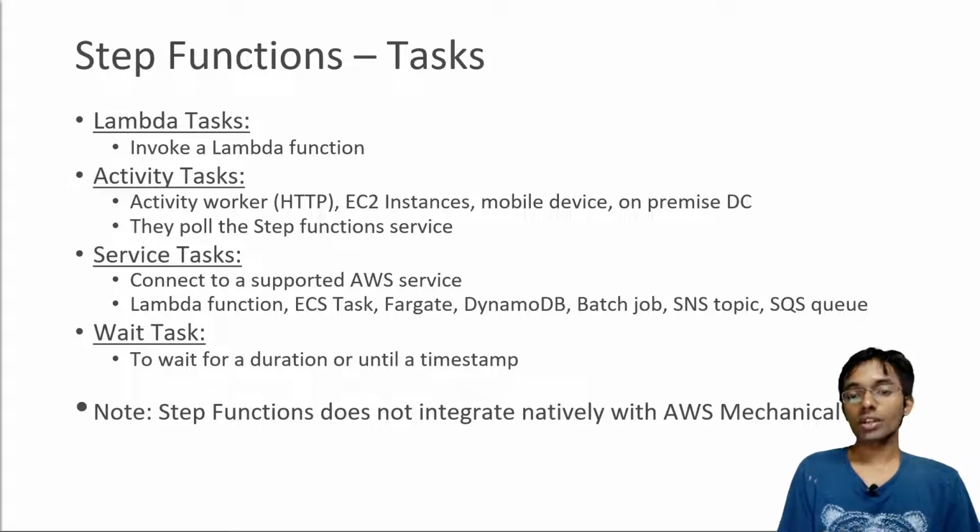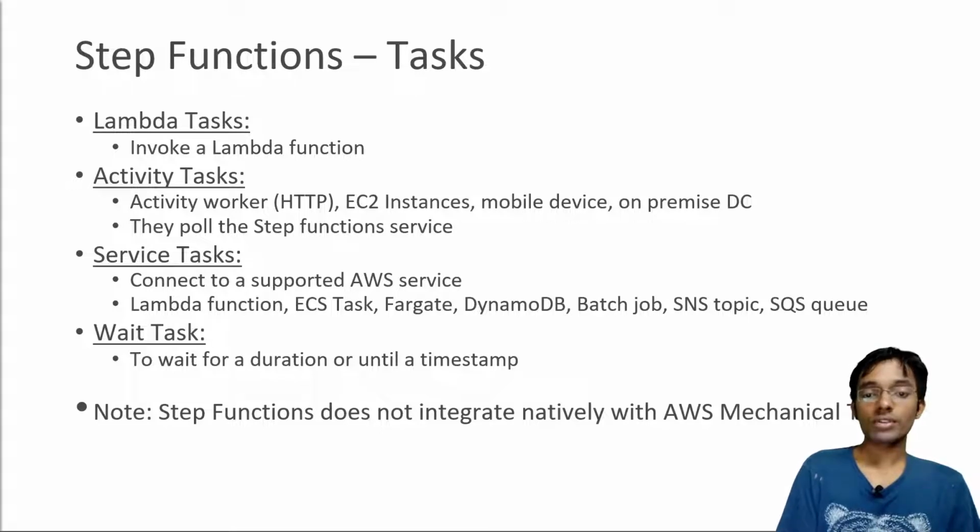Number one is do stuff with AWS Lambda. They are called the Lambda task, and they will just invoke a Lambda function. You have activity task, and the activity is something a bit more broad. You have to set up an HTTP activity worker, and it could be an EC2 instance, a mobile device, or even an on-premise data center, and they will poll the Step Function service and they will get the activities out of the Step Function.